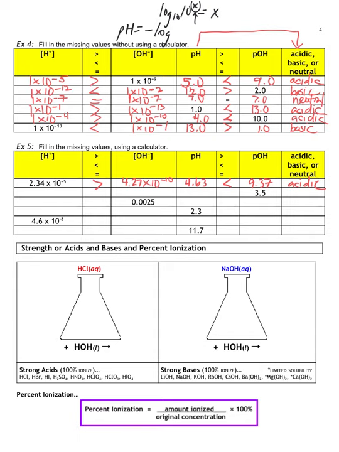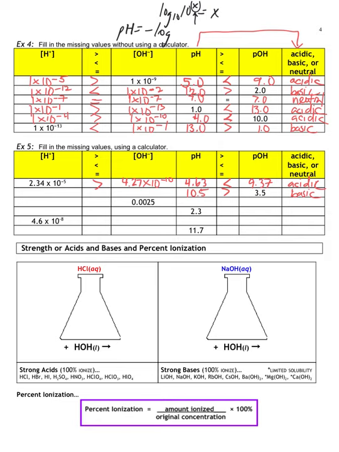For this next one, since I'm given pOH, I know that pH and pOH add up to 14, so I'm going to subtract 3.5 from 14. In doing that, I get 10.5. And then I can see right off the bat that the solution is basic.